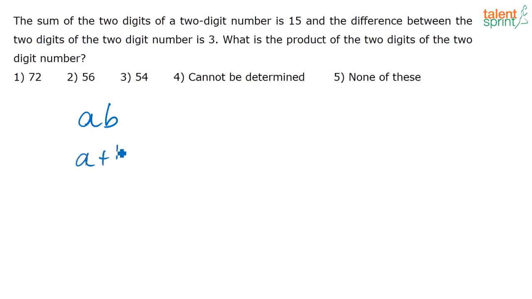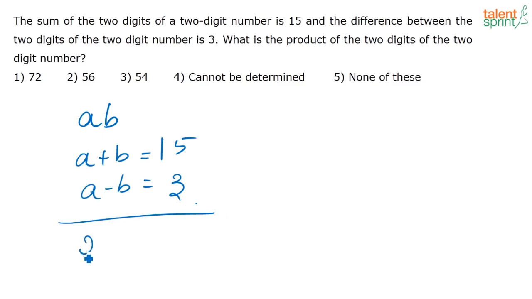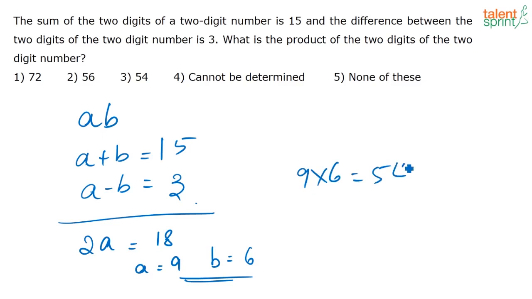So what is given? A plus B, correct? Sum of the digits is 15 and the difference between the two digits is A minus B is given as 3. Now you have to find A and B. From this just find out what is A and B, very easy, no? 2A. You add these two, what do you get? 2A is equal to 18, or you can say A is equal to 9 and you get B. 9 plus B is equal to 15 or B is equal to 6. So A is 9 and B is 6, so their product is 9 into 6 or equal to 54.